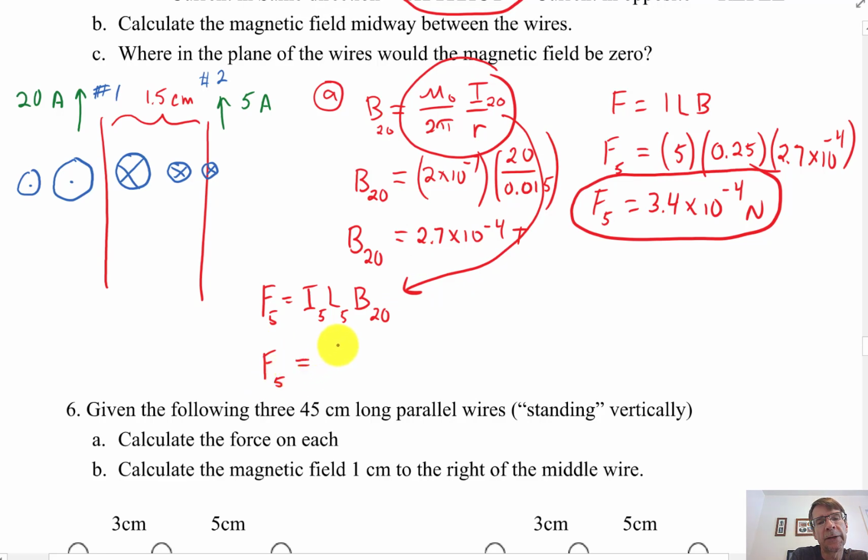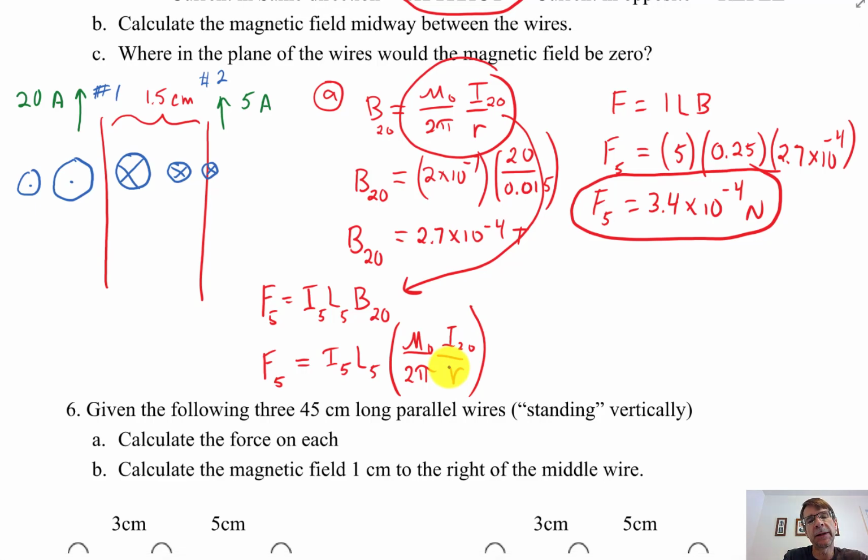I'm going to generalize this in a second. Simplify and generalize. It is the current in wire number 5 times the length of wire number 5. And by the way, if the two wires are different lengths, they have to be parallel wires. You take the shorter one, the length they have in common. Times B20, where I'm plugging in mu 0 over 2 pi I20 over the separation distance. That's how far apart they are. So I don't need to call that R5 or R20. That's just how far apart they are. That's an R right there, not a V.